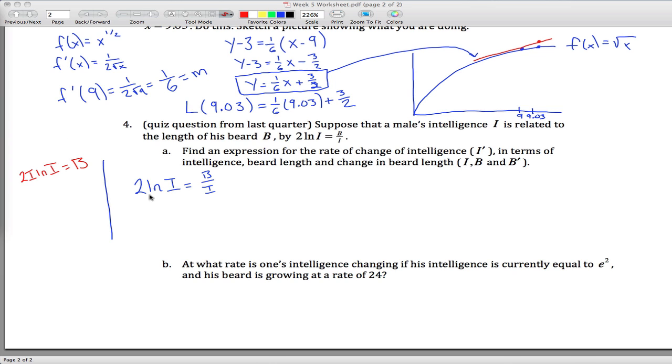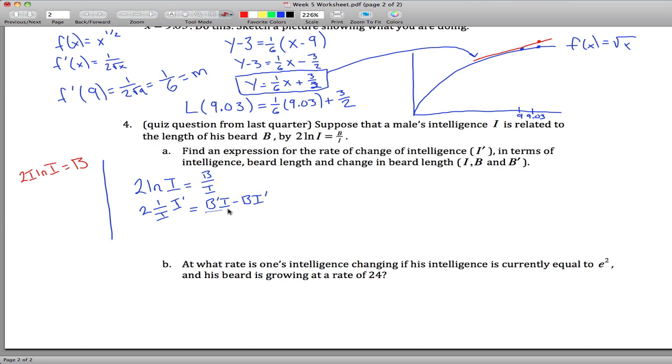If we take the derivative over here, leave the 2 alone because it's a constant. The derivative of natural log of I is 1 over I. But be careful, you're not done. Chain rule. Outside function is natural log of x. Inside function is I. So we get I prime. And that's equal to the derivative of B over I. Using our product rule, we got B prime I minus B I prime. Sorry, this is the quotient rule. Over I squared.